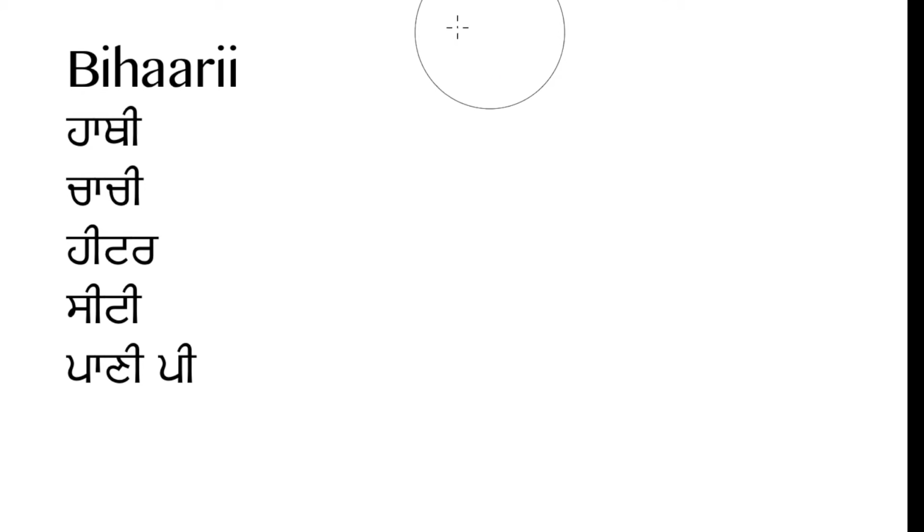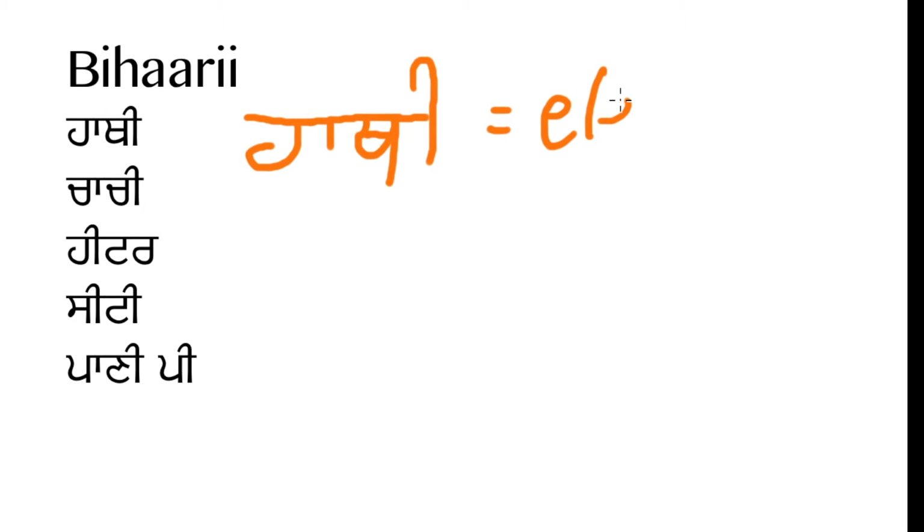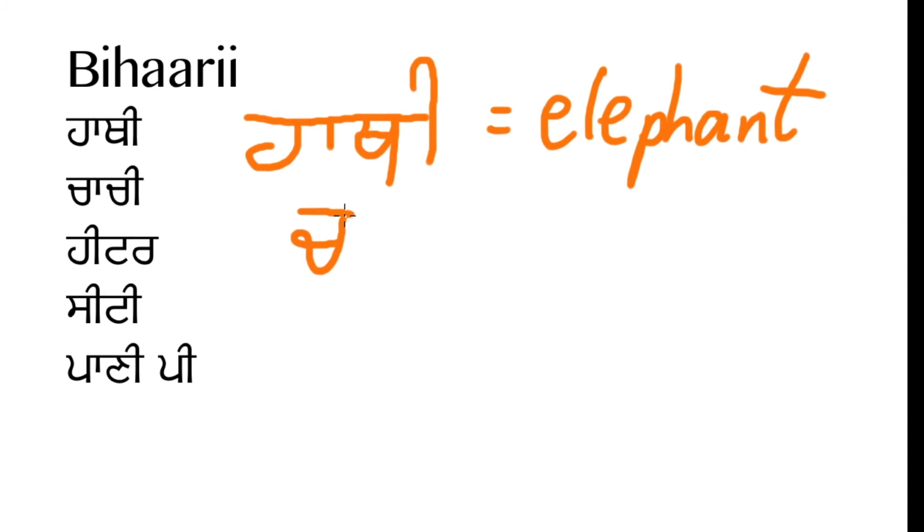And we have the word hathi, which basically means elephant. Now we have the word chachi, which basically, how can I put it in English? That's your aunt, your father's younger brother's wife.